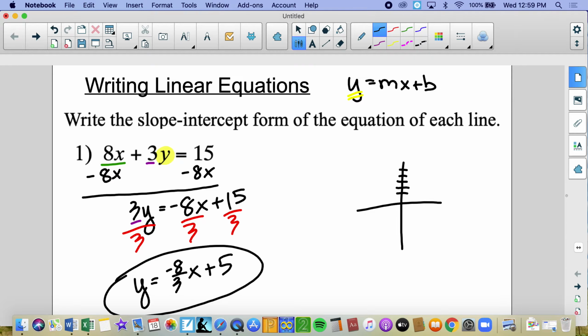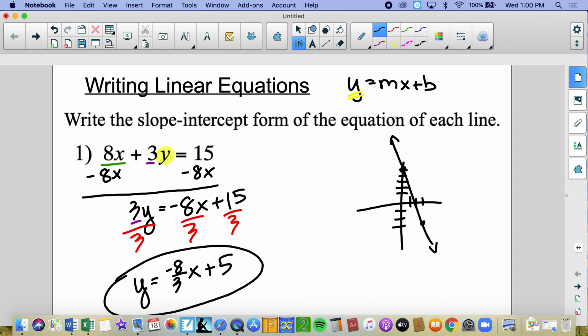We can make 1, 2, 3, 4, 5. We can make a dot here, and then we can use the slope, go down 1, 2, 3, 4, 5, 6, 7, 8, and then right 3. And we've just been able to graph that line real quickly. So that's the benefits of putting it in slope-intercept form.